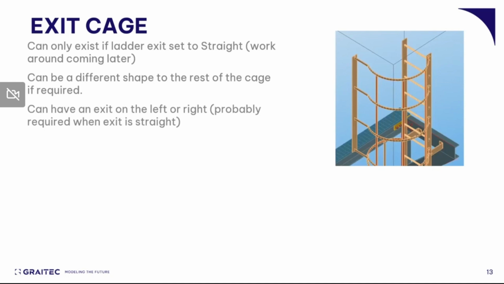So if you've got the ladder exit set to straight, then you can't get through between the stringers. You're probably going to want to step off the side of the ladder, which is what we're showing in the picture there.